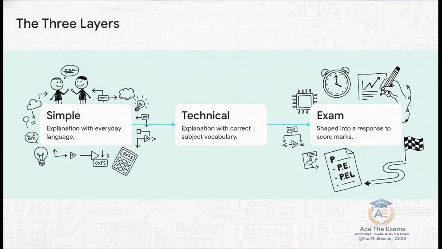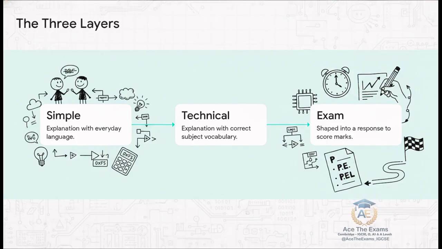Step 2 is the technical explanation, where you add in the correct, precise subject vocabulary, words like registers, hexadecimal, logic gates, or data packets. But step 3 is where the real magic happens, the exam explanation. This is where you shape that technical knowledge to score marks under immense time pressure. A lot of students falsely believe they know a topic when they are only resting at layer 2. They step into the exam, panic, and completely fail to execute.